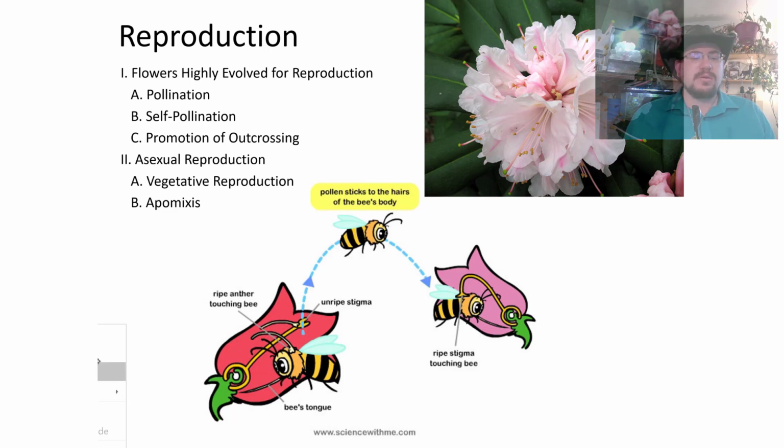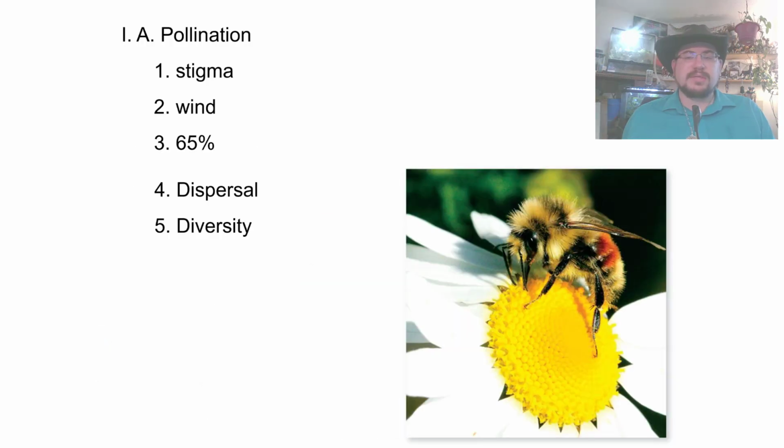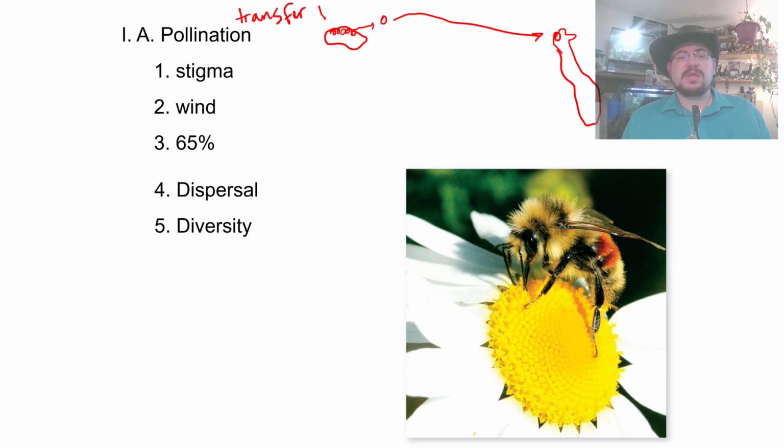So pollination is the process whereby pollen leaves from the anther of one plant. Right, so there's our pollen grains. They go from the anther of one plant to the stigma of another. That's just pollination. Transfer of pollen to the stigma.